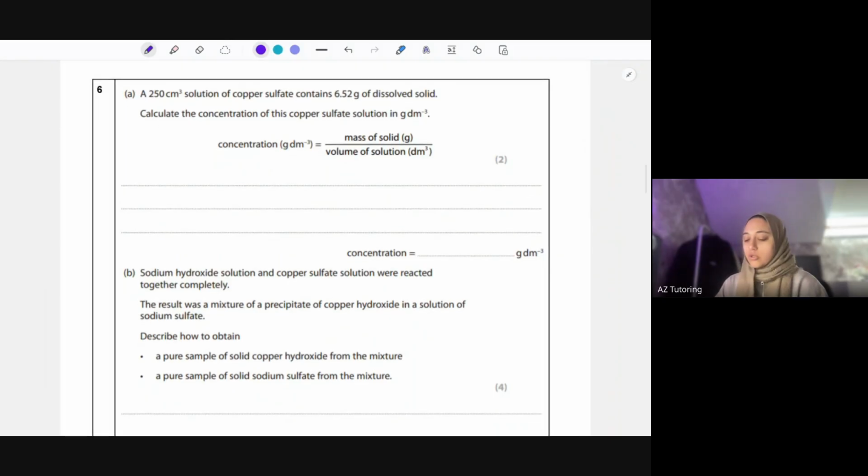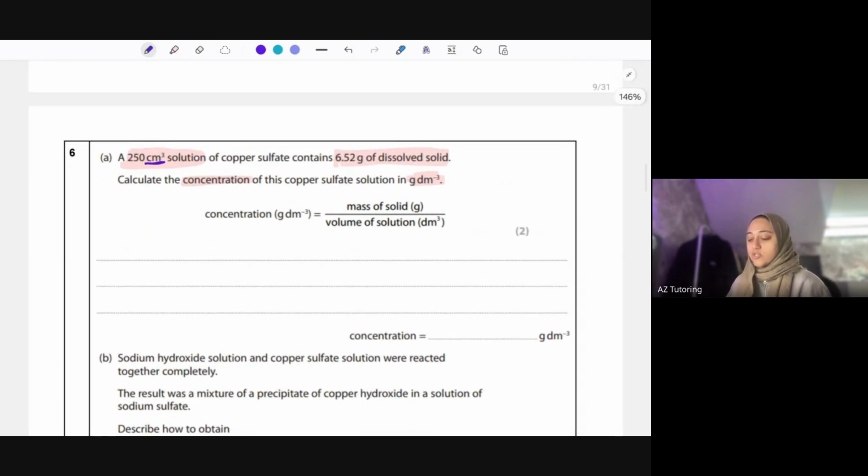Okay, question 6. So we've got a 250 centimeters cubed solution of copper sulfate containing 6.52 grams of dissolved solid. So the solution containing this much dissolved solid. It says calculate the concentration of the copper in grams per decimeter cubed. So first things first, there's an issue with this here. The solution's in centimeters cubed, but my final answer is going to be in decimeters cubed. So I need to change that 250 centimeters cubed to decimeters cubed first before plugging it into this concentration equation.